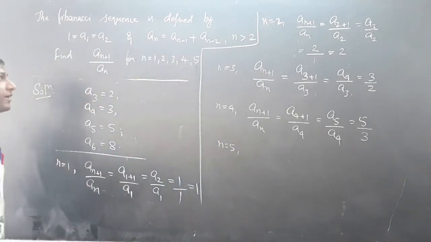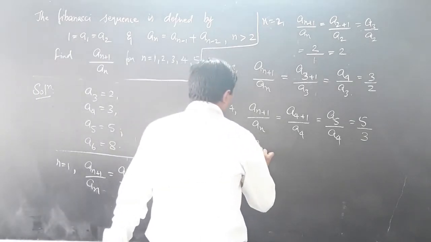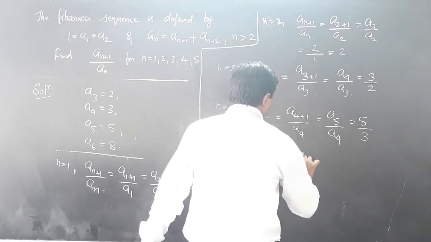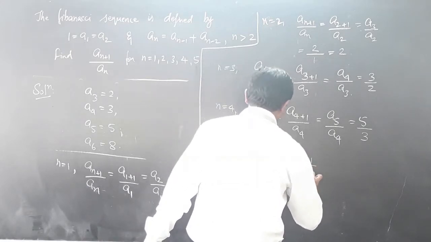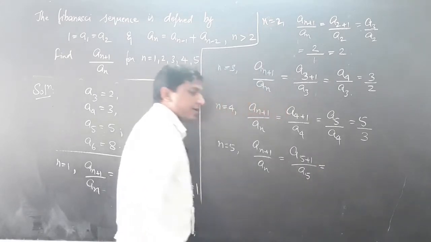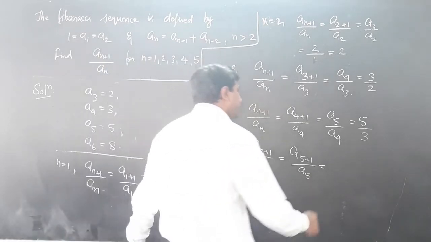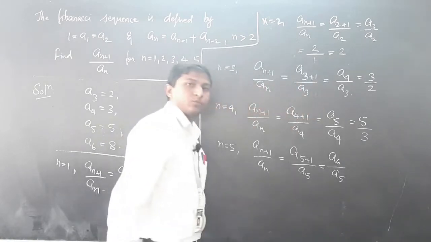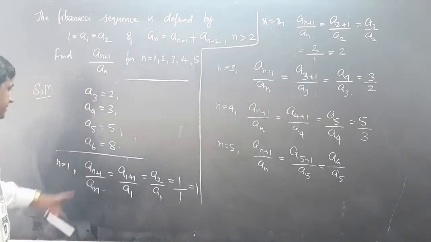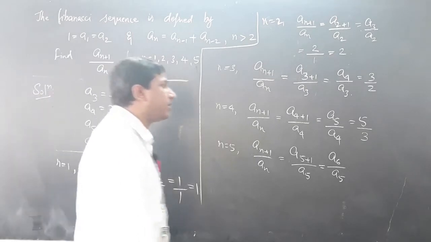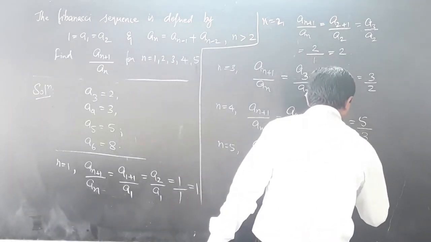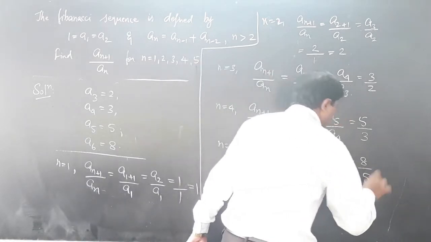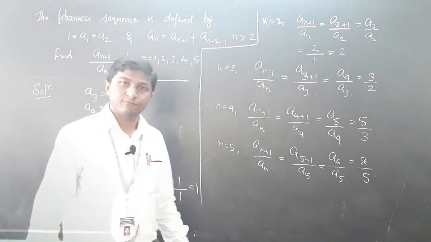Last term, n equals 5. What happens to a_(n+1) by a_n? We have a_5 plus 1 by a_5. a_5 plus 1 is a_6 by a_5. What is a_6? We have calculated it to be 8. a_6 is 8, a_5 is 5. So that is 8 by 5.